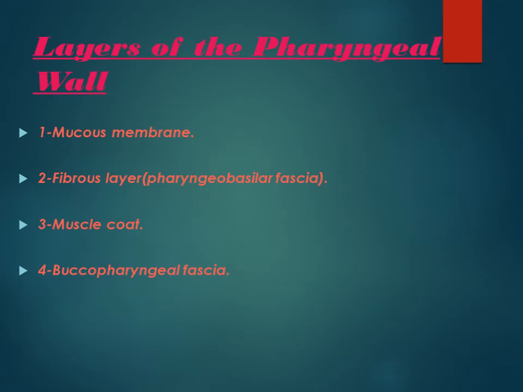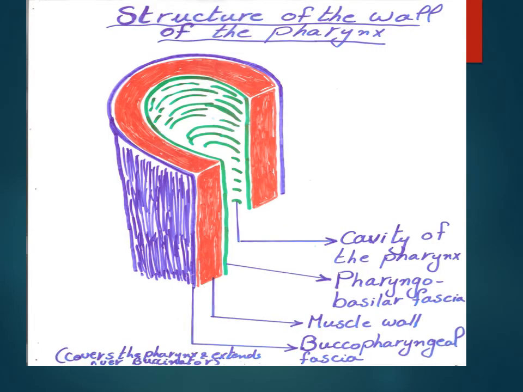The pharyngeal wall is formed first by mucous membrane and a fibrous layer formed of the pharyngobasilar fascia, then the muscular coat and the buccopharyngeal fascia. This is a diagram of the structure of the pharyngeal wall, where this is the cavity, and this is the pharyngobasilar fascia, the muscular wall, and the buccopharyngeal fascia.